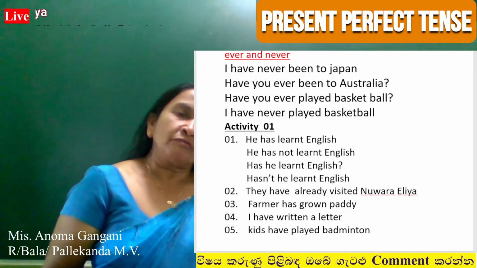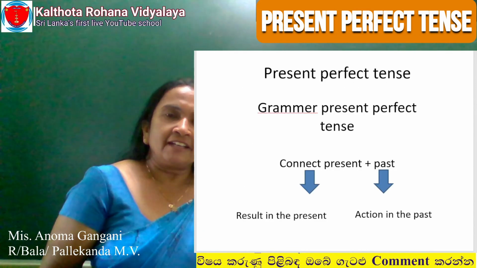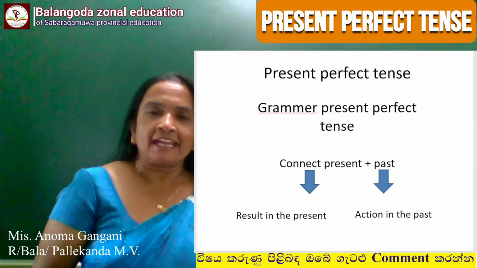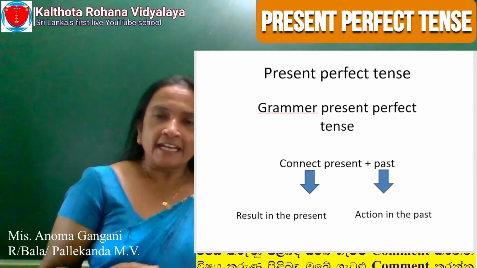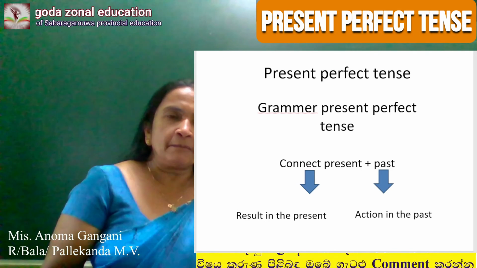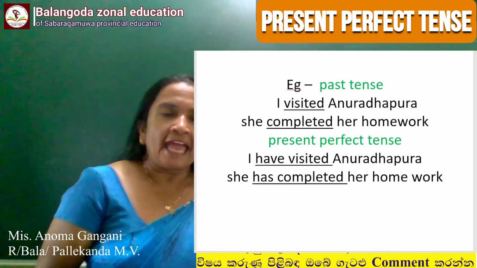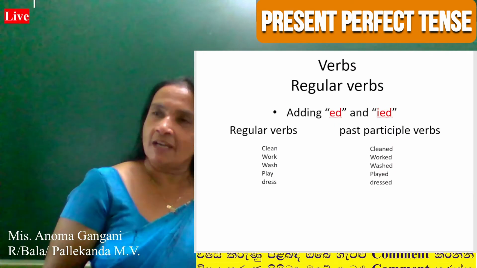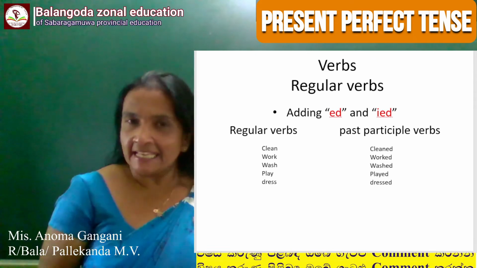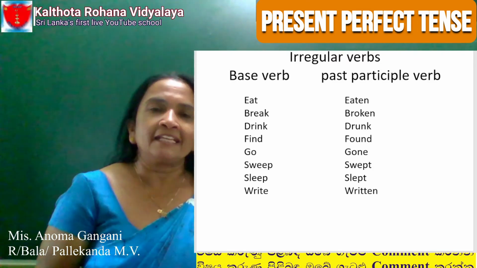Now we revise the lesson. Today's lesson. Did you remember that? First we learn the present perfect tense. What is meant by that? We talk about the connected present, but it is an action in the past. Then we learn about the past tense and present perfect tense using examples. Next we use verbs, regular verbs and irregular verbs. Regular verbs we add ed and ied, and irregular verbs have another form. So you learn the irregular verbs by heart. That's why I told you, right?